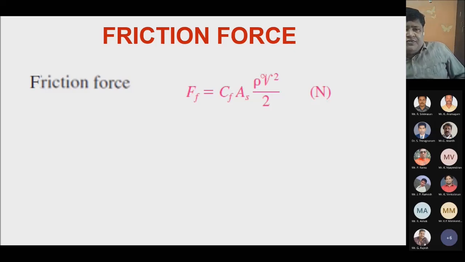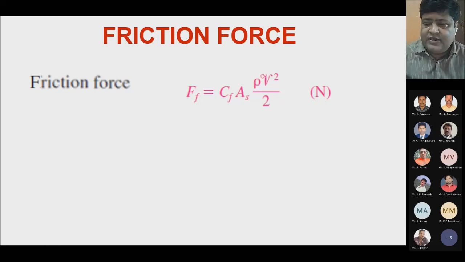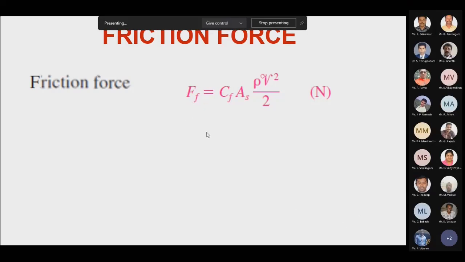So your friction force F_F is equal to C_F times A_S times rho V squared by 2, where C_F is the friction coefficient. This gives the force acting on the surface. Just excuse me, just a second.